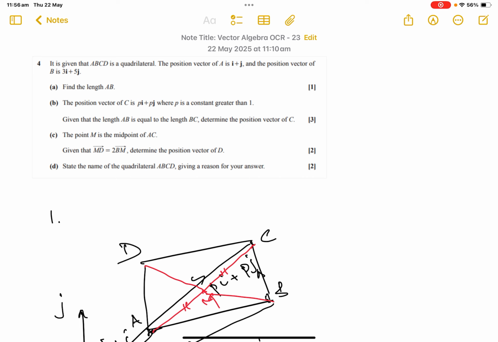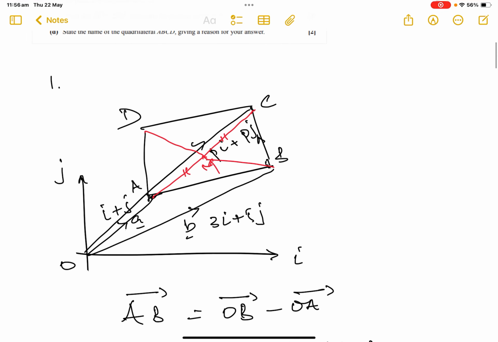Let's start with the first part. I've done a little sketch for ABCD, the quadrilateral, with the i-j axes. O is the origin, so the position vector of A is OA, the position vector of B is OB, the position vector of C is OC, the position vector of D is OD, and so on.